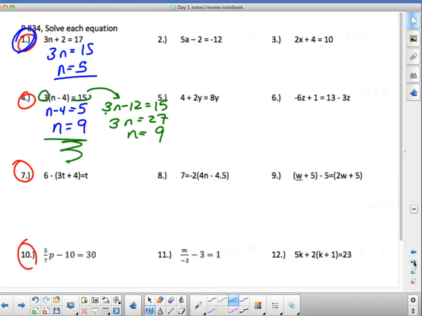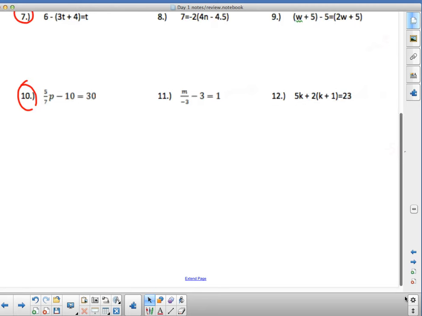Now, because of time, we've got 2.5 minutes. We're going to go right to problem 10. Okay? Problem 10 is a toughie. It looks really nasty hard. I want you to look at problem 10 and consider this part as a blob. Big blob. Add 10 to both sides. So 5/7 p is equal to 40 because I'm adding 10 to both sides.